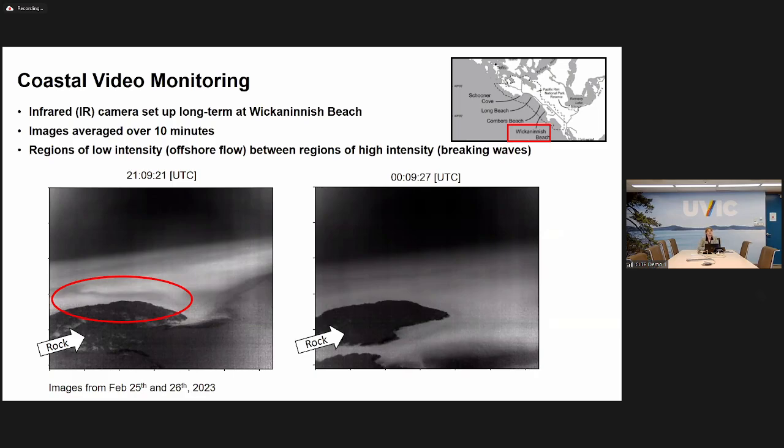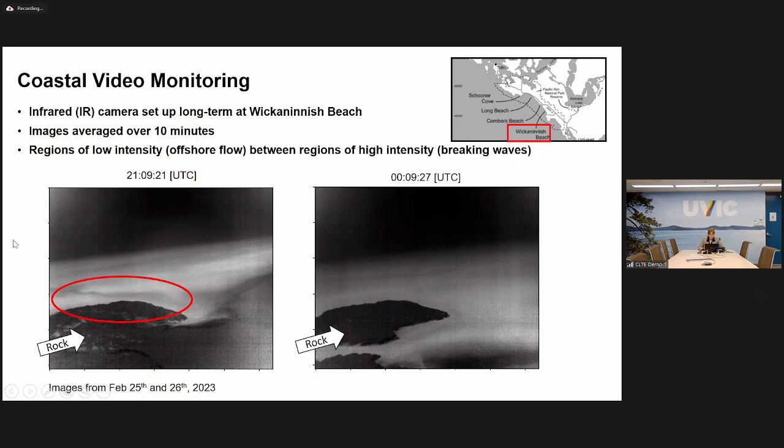And our final method is coastal video monitoring. So an infrared camera has been set up long-term at Wickaninnish Beach. And the video camera records 10-minute video segments. Then the images in these video segments are averaged over the 10 minutes. And the idea with this method is that if there is a rip current consistently occurring in this area during that time period, it will show up as a region of low intensity, so a dark region between regions of higher intensity, so lighter breaking waves.